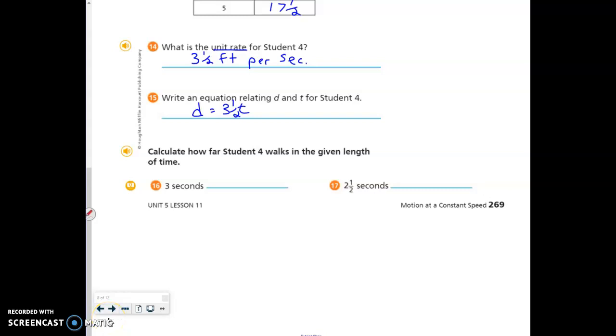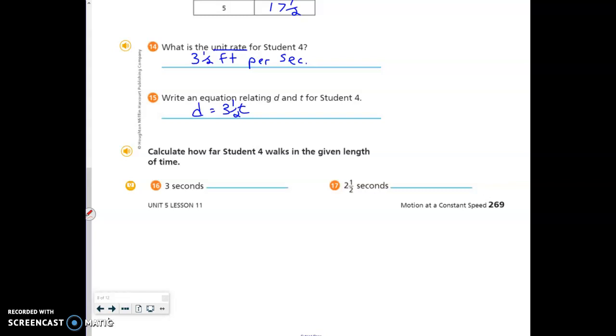Okay, welcome back. Hopefully you are watching this video at this point and you've already completed questions 16 and 17 so we can check your knowledge of how to plug in the numbers we have here into our equation. So hopefully we are looking here at question 16 with 3 seconds. How far would student 4 have walked?